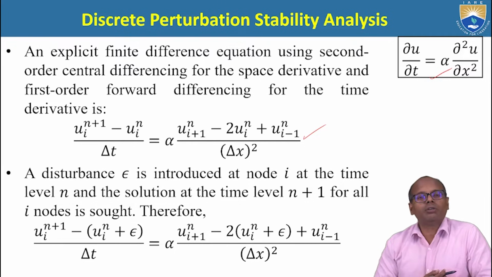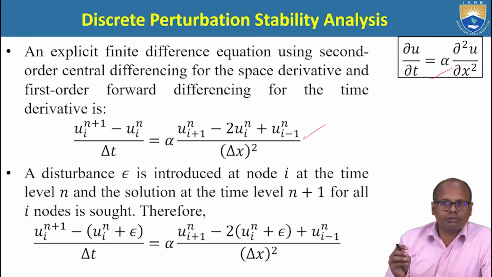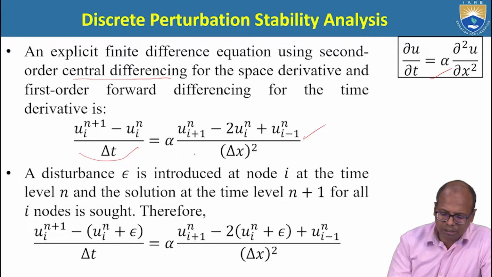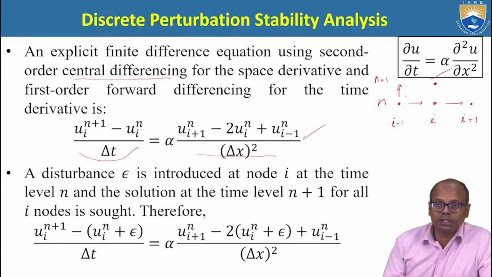Now, what kind of finite difference technique have I used here? I have used the forward difference in time, and the central difference in space. So what does that mean? Suppose I have a point here, a point here, a point here, and a point here. This is n plus 1 in time, and this is n in time, and this is I minus 1, I and I plus 1. So in space we are going in this direction, and in time we are going in this direction.